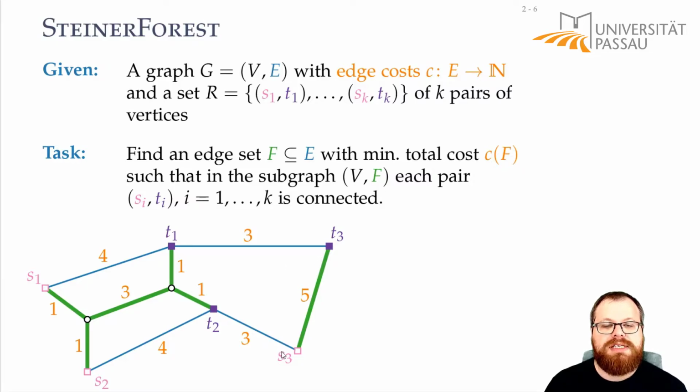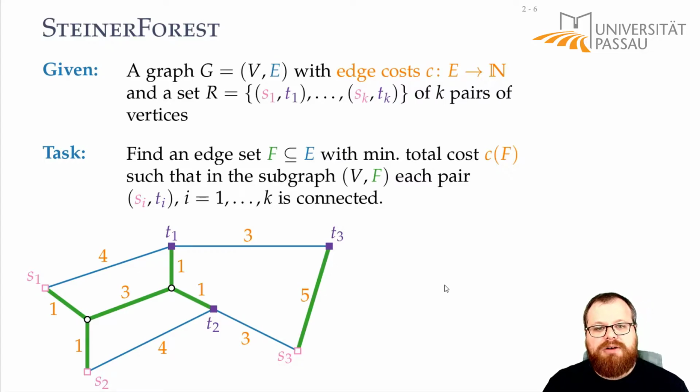We have one subgraph where S3 and T3 are connected, and we have one connected subgraph where S1 and T1 and S2 and T2 are connected. And if you look at this smaller graph here, this has total cost 7. It connects both pairs. If we connect them directly, S1, T1 here and S2, T2 here, that would cost us 8. So this is cheaper going via these vertices that are not in the pairs.